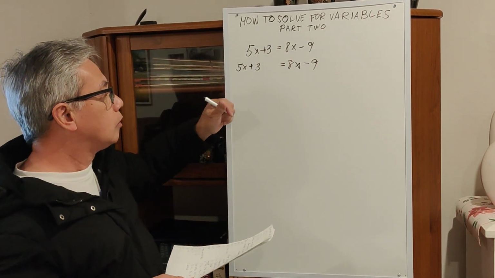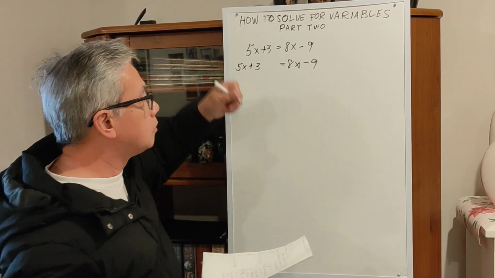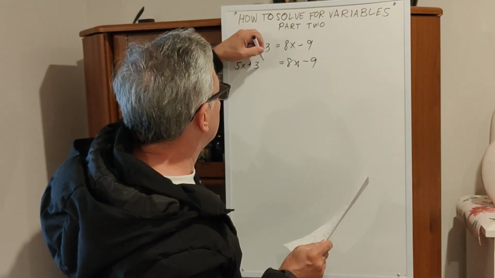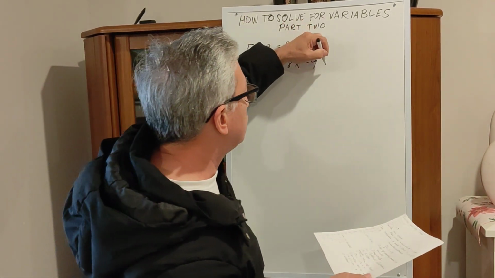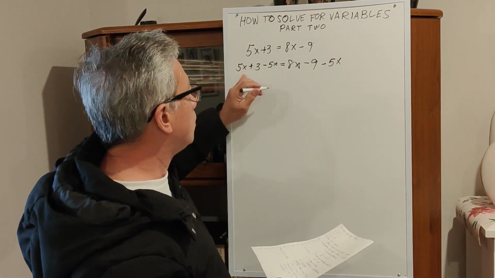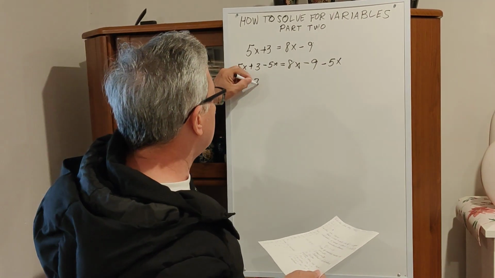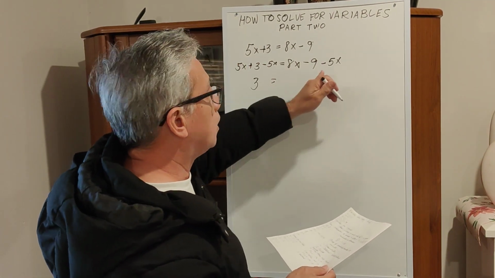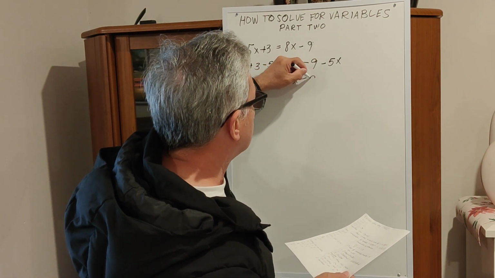To remove 5x here, we have to subtract 5x, and we have to subtract 5x also on the other side. So this becomes 0, 5x minus 5x is 0. So what's left is 3. And here, 8x minus 5x is 3x, minus 9.